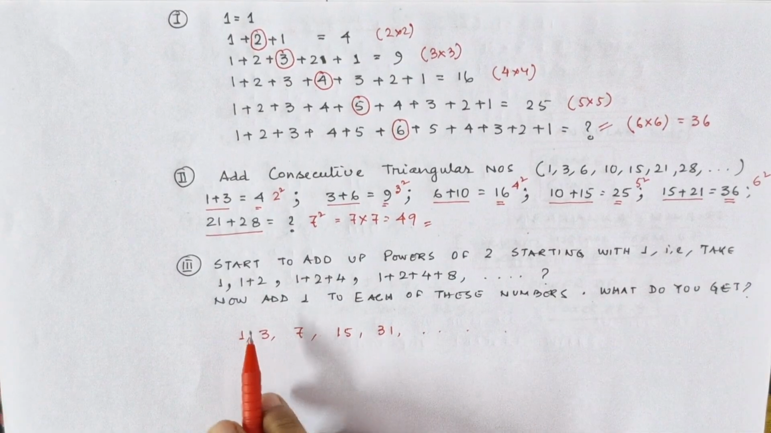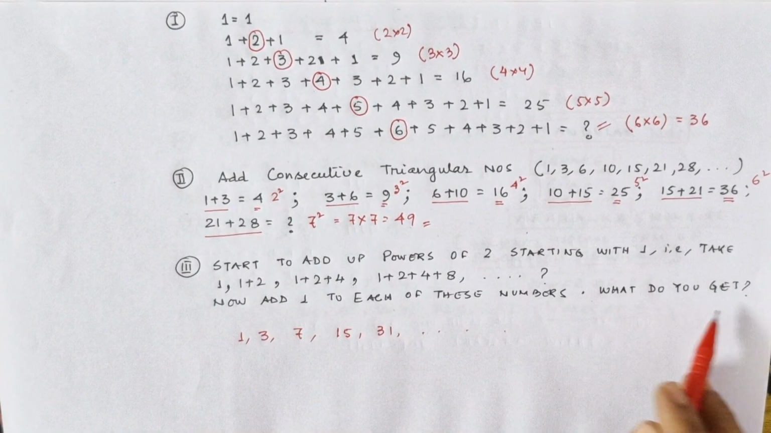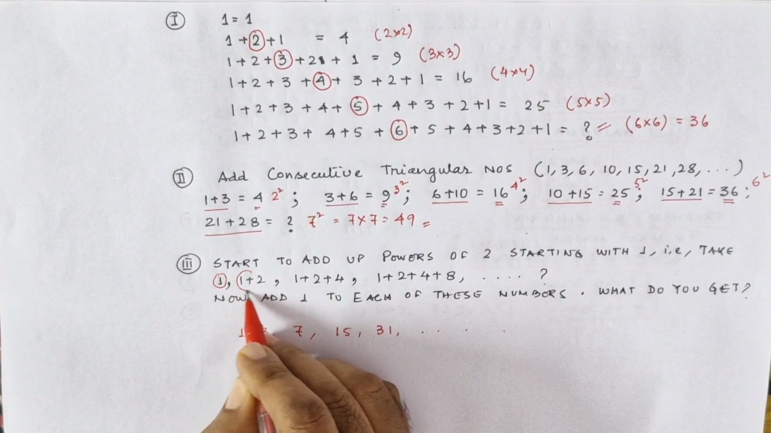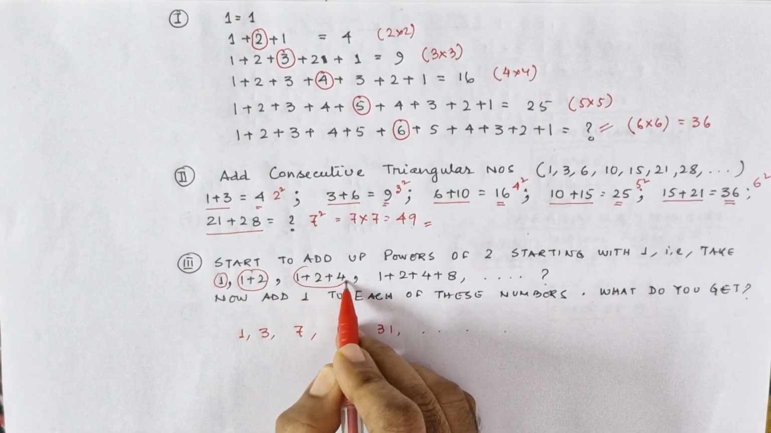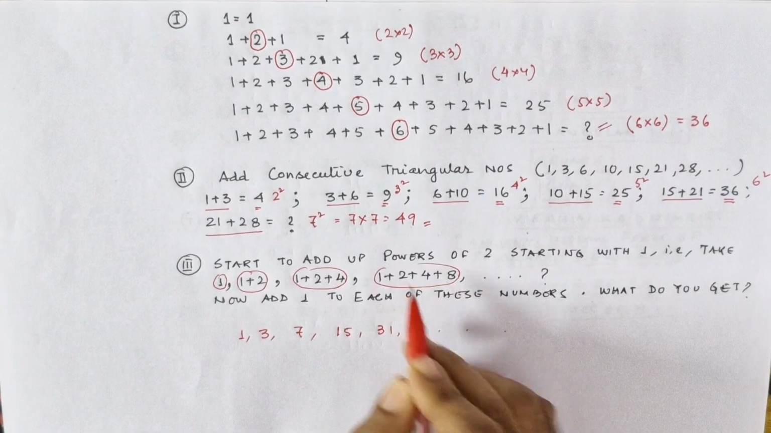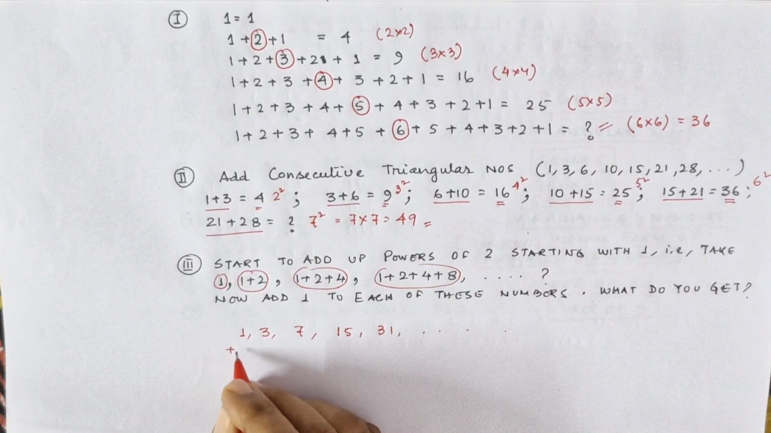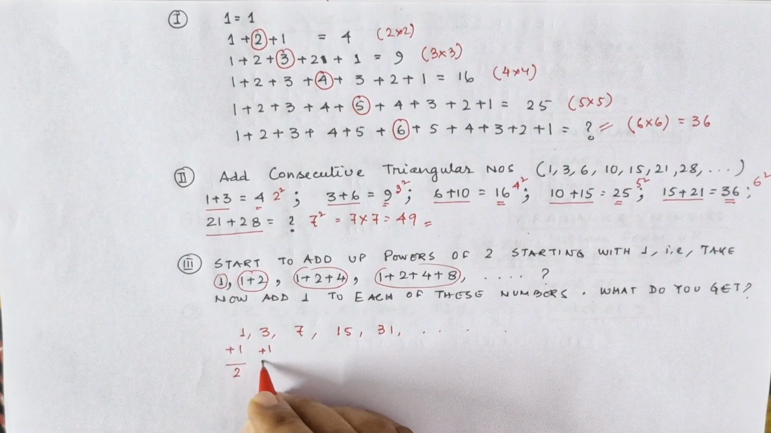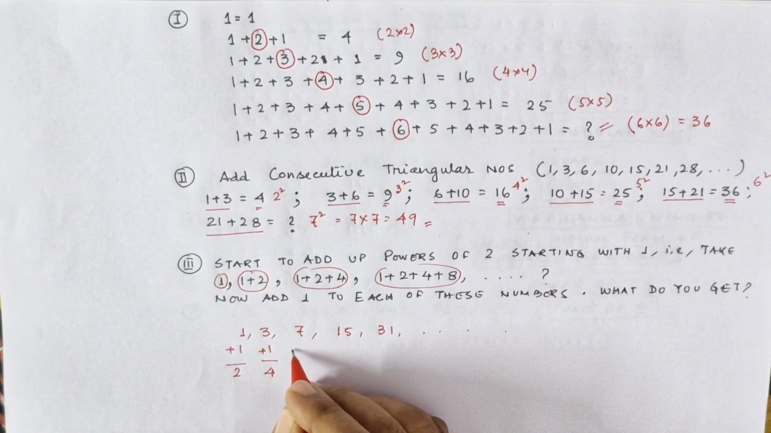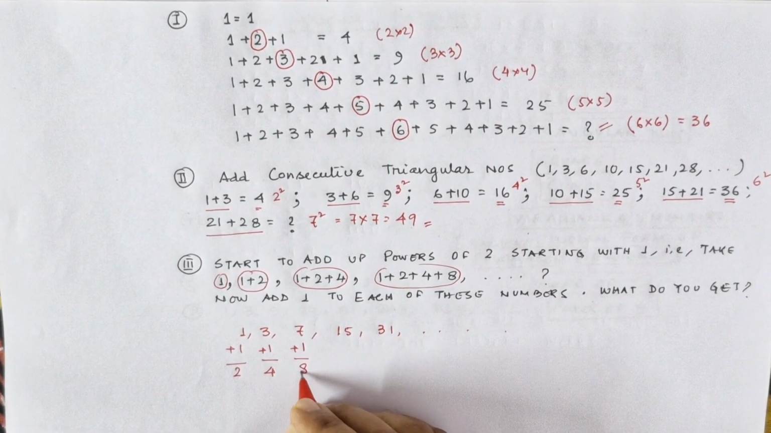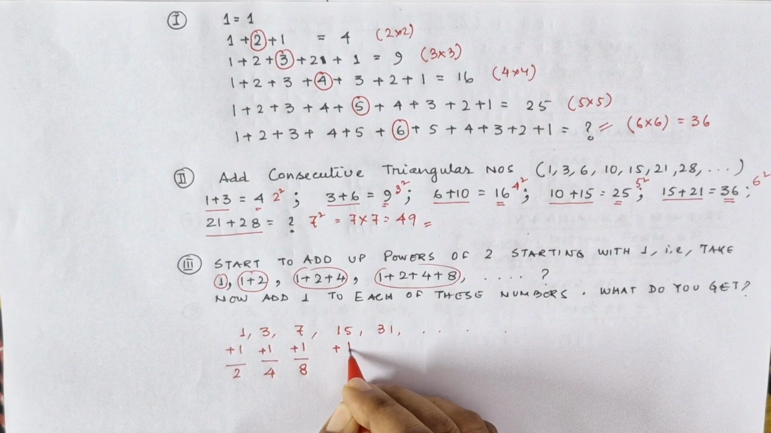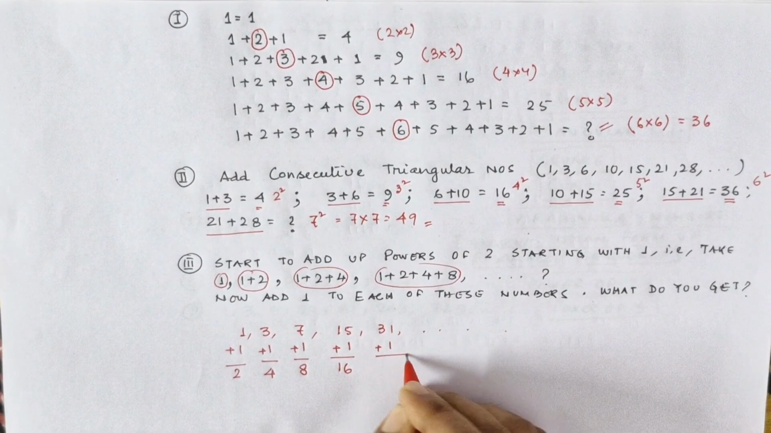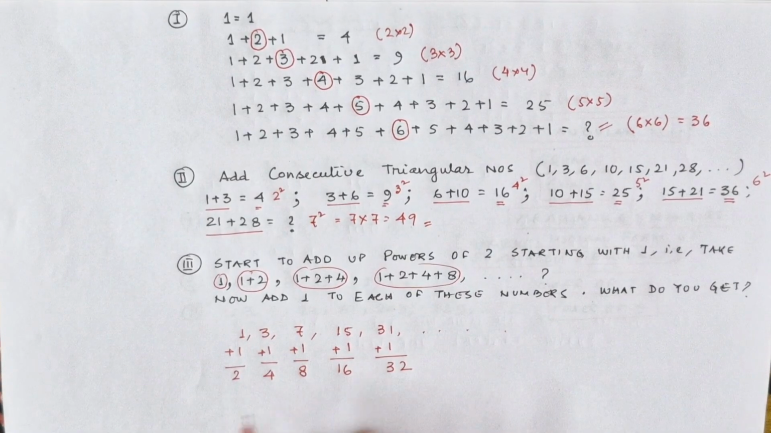Now they have asked you to add 1 to each of these results. So add 1 to this summation, and this summation, and so on. Let's add 1 here, this becomes 2. Add 1 here, this becomes 4. Add 1 here, this is 8. Add 1 here, this is 16. Add 1 here, this is 32.